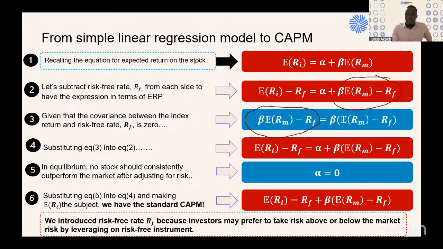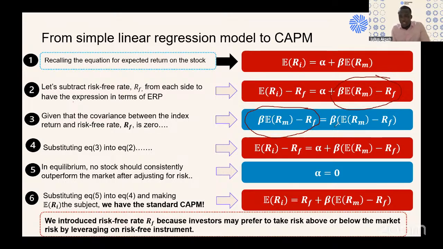Let me demonstrate this to you. I want to show you that if I take the return on the stock and subtract the risk-free rate, and also take the return on the market and subtract the risk-free rate, and I do the regression, the beta will still be the same. But look at it this way first, because this is quite critical.